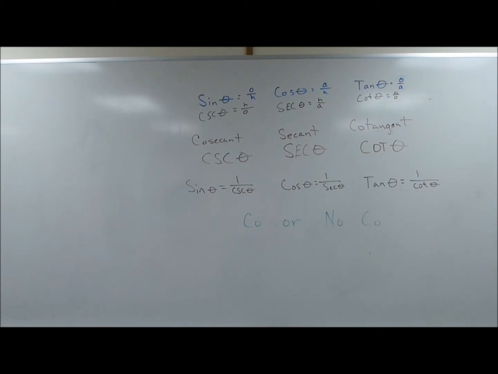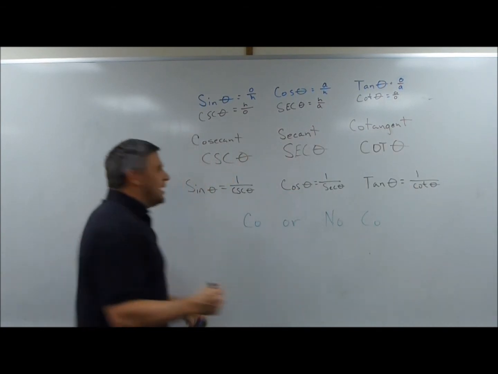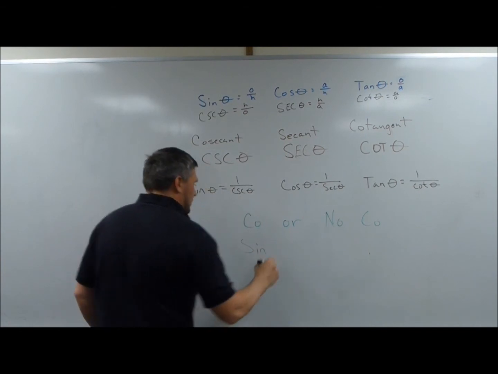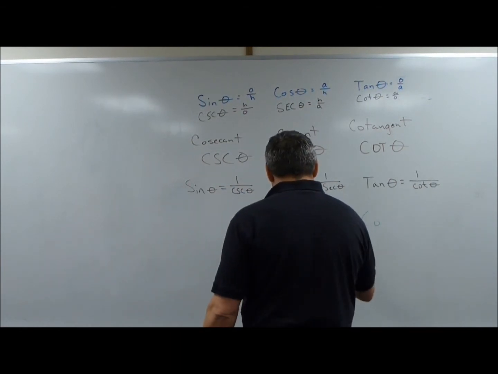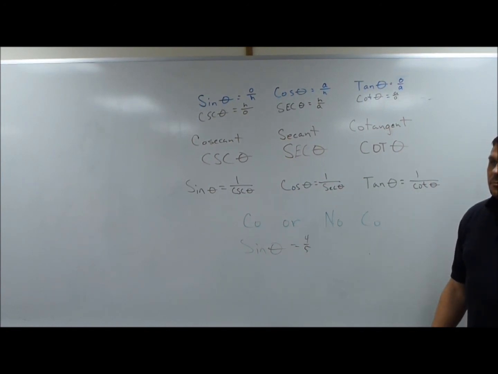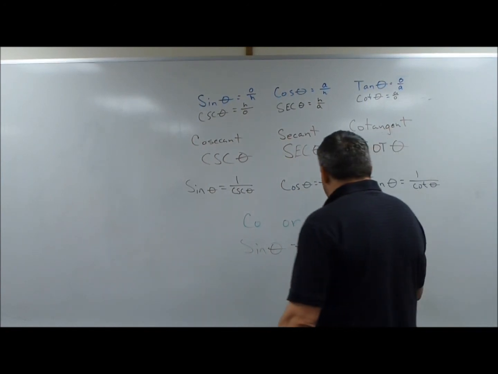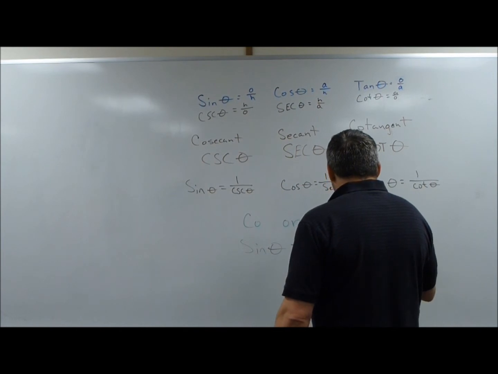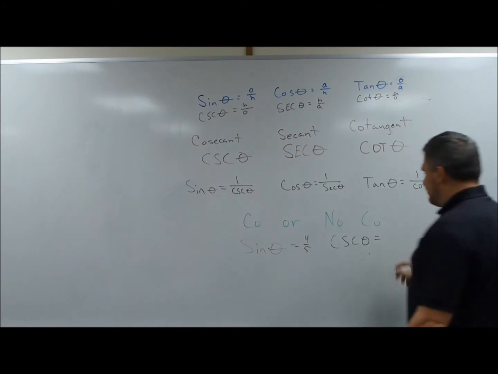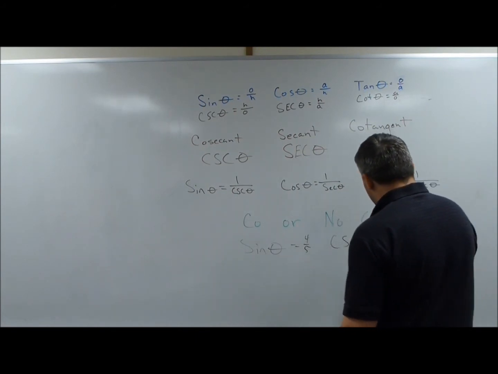I have one real easy way of going about this. It's just so simple, but you might not like it. If I've got the sine of theta equal to 4/5, and I want to know what the cosecant is, you just flip it.